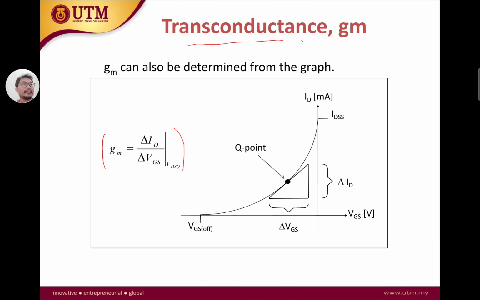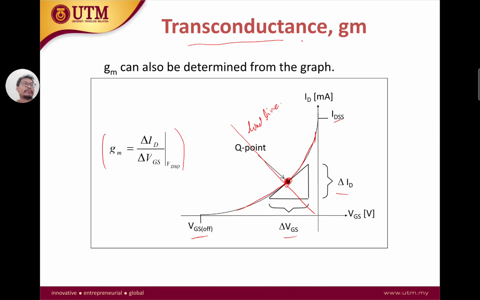If you can see in this figure, this figure is actually for a JFET, but it's quite similar for our E-MOSFET. In the JFET you have VGS off, you have IDSS, and you have the curve here. This curve is similar to our E-MOSFET. For example, in our E-MOSFET we might have a load line, as we've seen already from the DC analysis, and we have the Q point right here. If we take the rate of change of ID over the rate of change of VGS at the Q point, we can calculate the value of the transconductance gm.